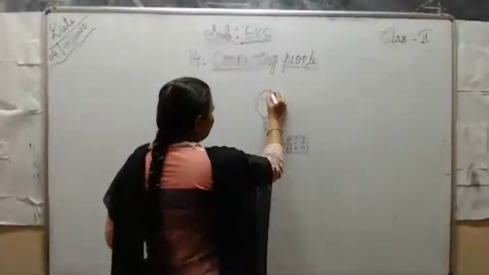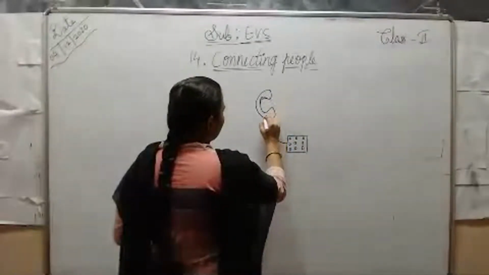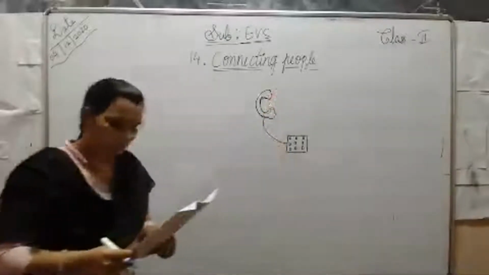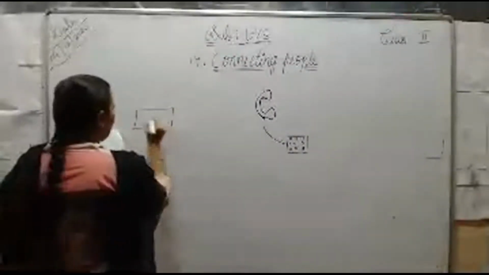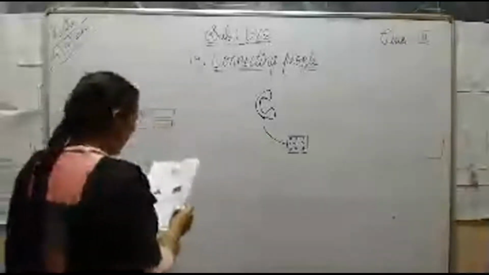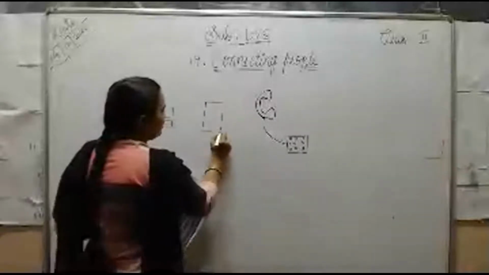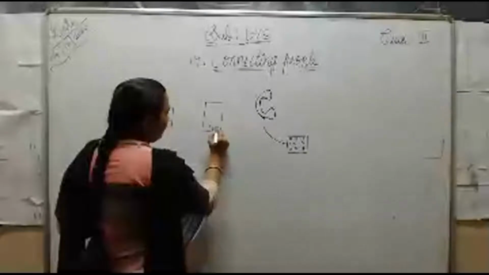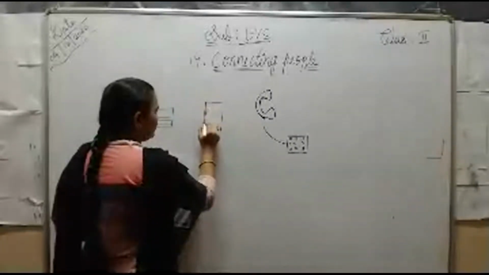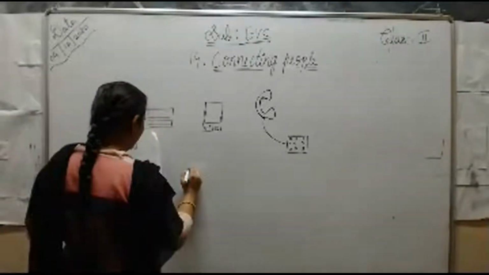We can exchange our thoughts and ideas. Communication between two or more people, we call it communication. We do communication through telephones, letters, internet, newspapers, books, and so on. Okay, students, we do communication by telephones and computer, internet.